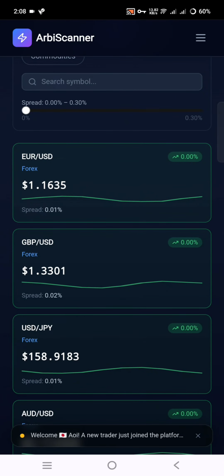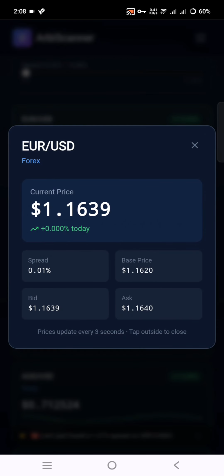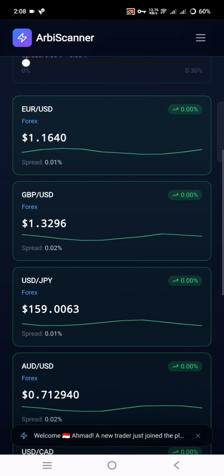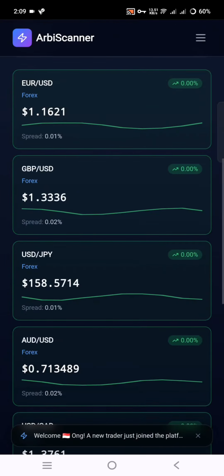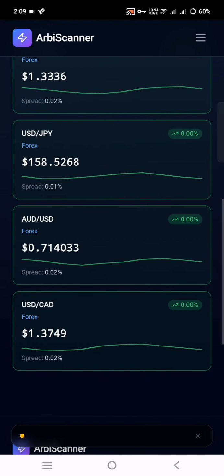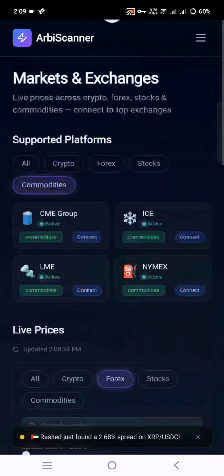You get the Euro against the USD. You can click and get more information. The price of the Euro against the USD is 1.1639 USD. USD against the Japanese yen is at 159.0063. USD against the Canadian dollar is at 1.3749. That is what we have.